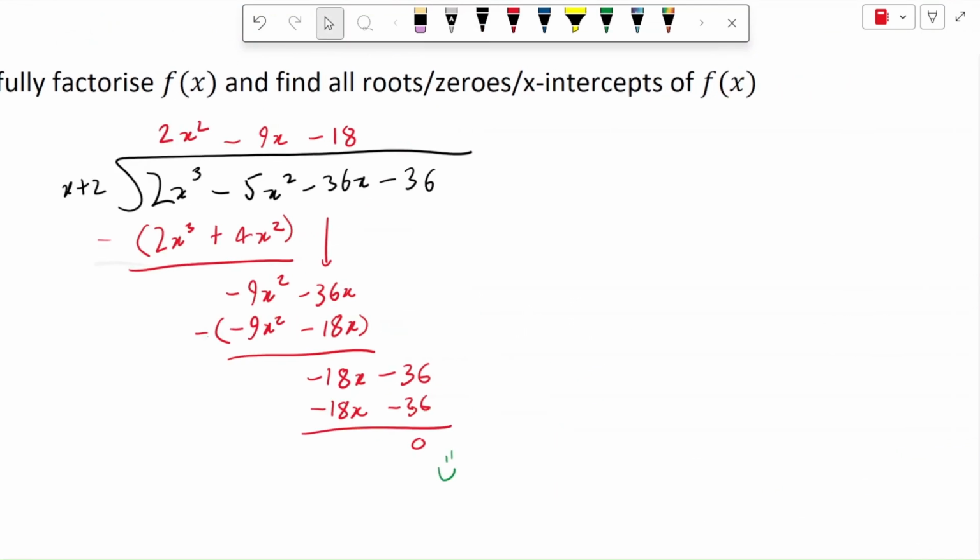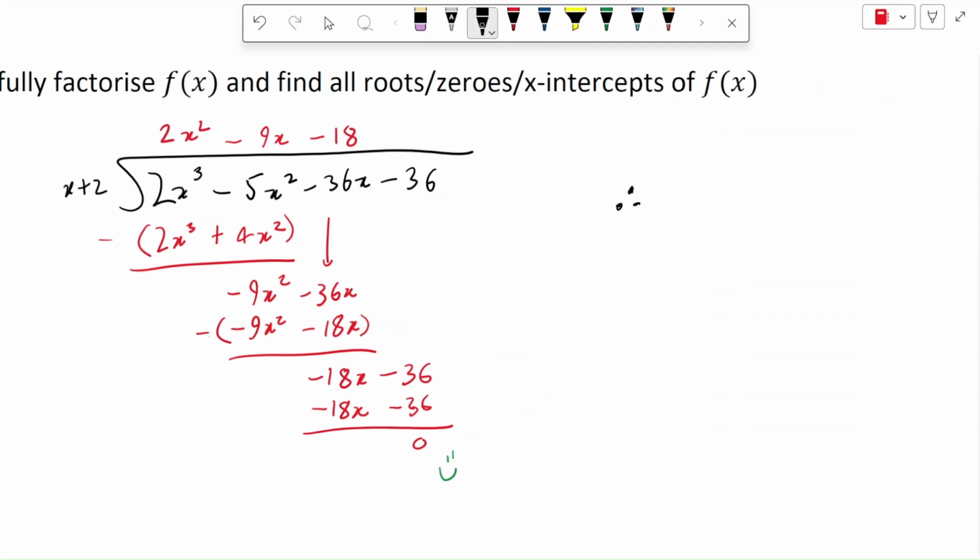And now we've got f of x fully factorized. So f of x is x plus 2, times 2x squared take 9x take 18.